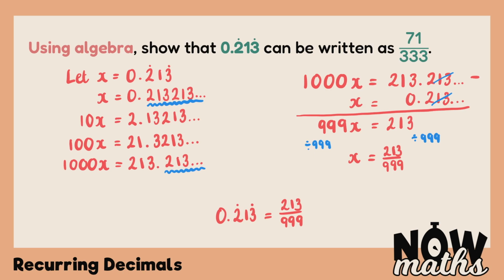Taking a look at what we have and what the question's given us, I can see that the denominator of the fraction we were given is a third of the denominator that we have. So let's see what happens when we divide by 3. If we divide 213 by 3, we do in fact get 71. So we have shown that 0.213 recurring can be written as 71 over 333.